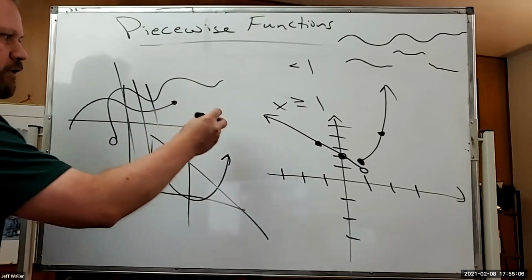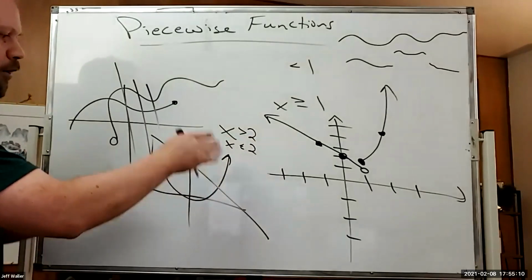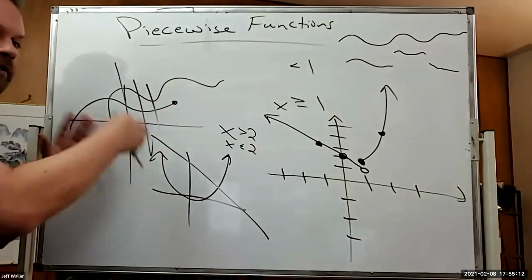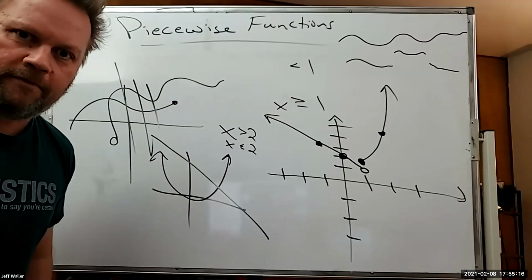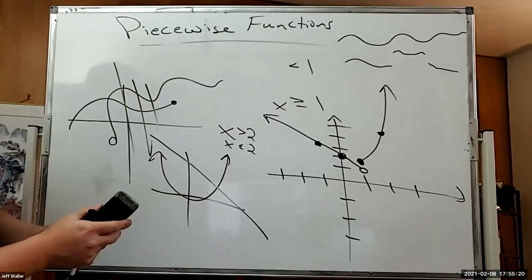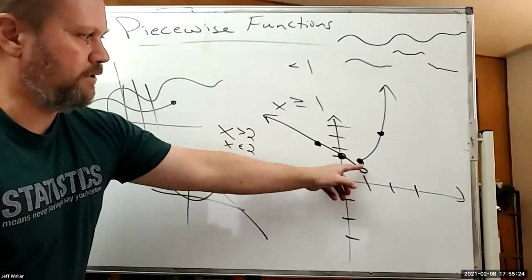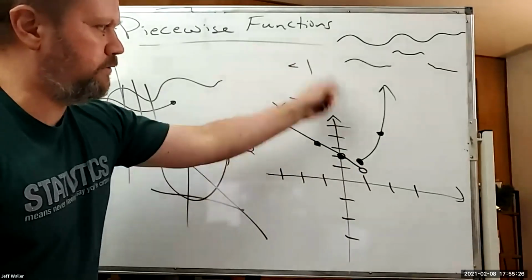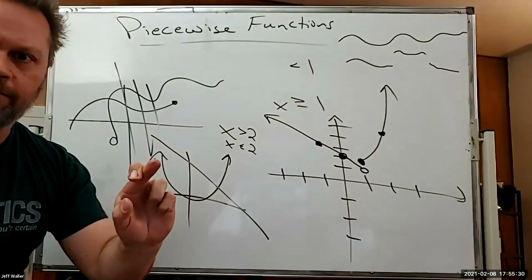So you have to pay attention to the part where it says x greater than 2 and x less than or equal to 2. That is where one stops and the other takes over so that there is no overlap. Otherwise, you have something that's not a function. So how could it be a piecewise function? There's no overlap here, right? It's not here, it's there. So every vertical line goes through once.